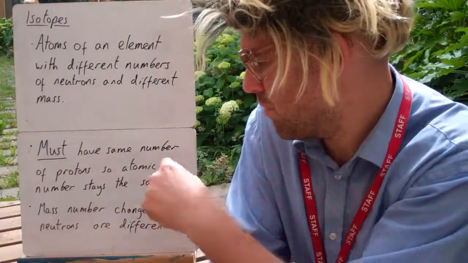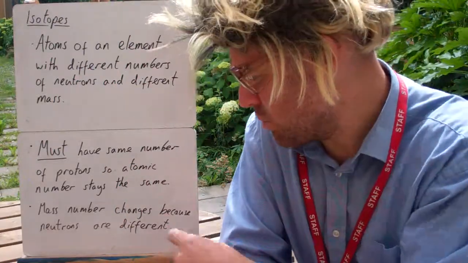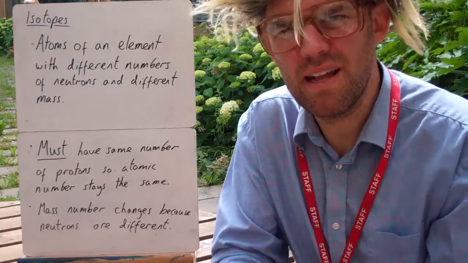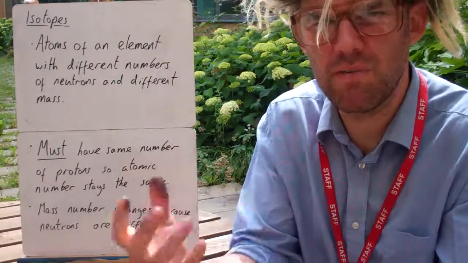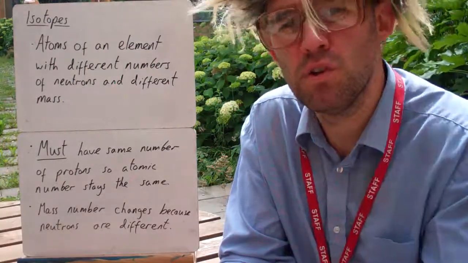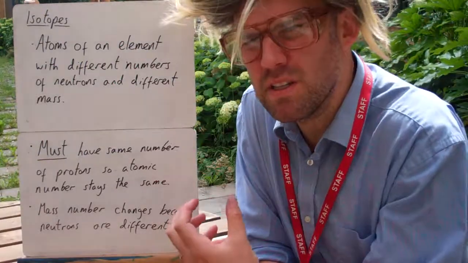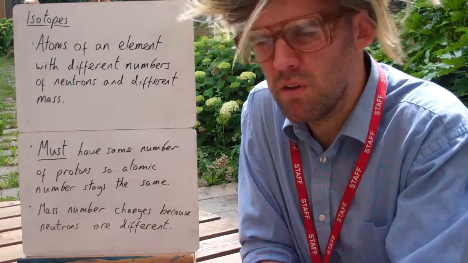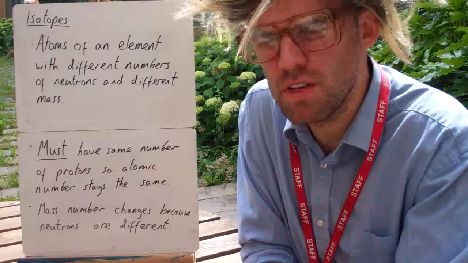So they must have the same number of protons, which means their atomic number stays the same. But the mass number will change because they have a different number of neutrons in the atoms. So one atom might have 5 protons, the other one must have 5 protons, one might have 5 neutrons, the other one will have 6 neutrons. Okay, so it's the atomic number that decides what element the atom is. Okay, so an atomic number of 1 will always be a hydrogen atom, no matter how many neutrons it has.